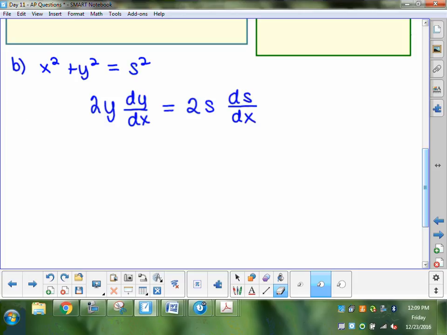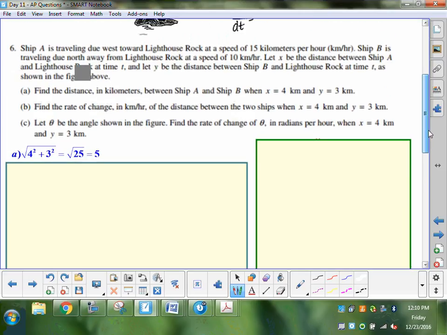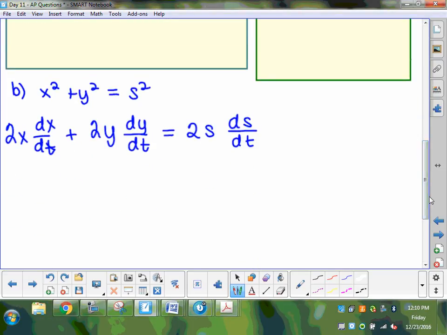Yes, over here, you're always taking the derivative with respect to time. So this would be 2x dx/dt plus 2y dy/dt and 2s ds/dt. Now, based on what we're working with, maybe this can come out. We're looking to find the rate of change between the shifts. If we're using this formula, that means everything else is going to have to be solved for.